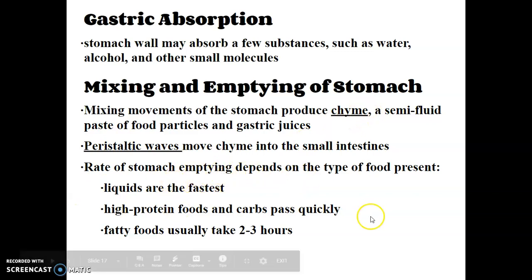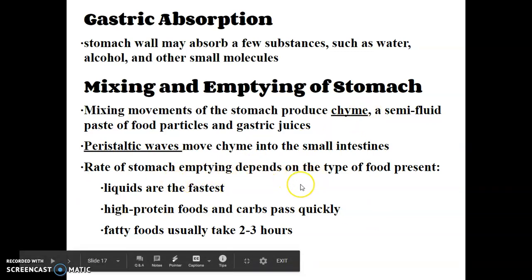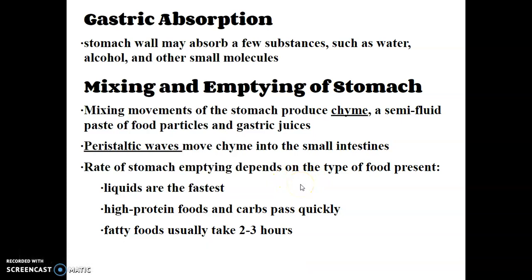You look at the rate that things empty out of our stomach and move on. Liquids, of course, are the fastest. They stay there for just mere minutes. There's not a lot to break down. The hydrochloric acid and the pepsin work on it pretty quick. High protein foods and carbs pass pretty quickly. Okay, they're relatively easy to break down. Those proteins break down into amino acids and polypeptides pretty quick. Those carbs are broken down into simple sugars and starches very quickly.